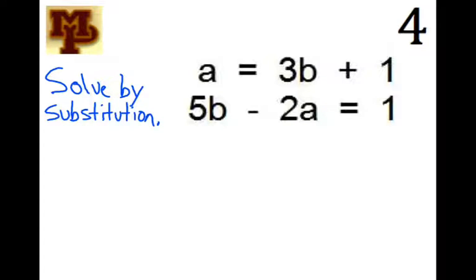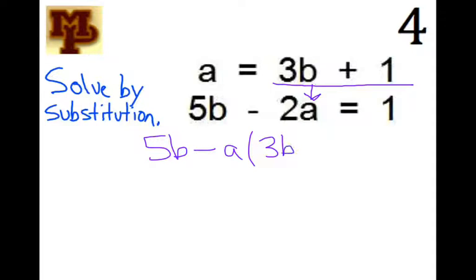Okay, this one, solve by substitution as well. a equals 3b plus 1, so we're going to go ahead and substitute that into the second equation. So it's going to be 5b minus a, and then instead of the a, we're going to plug in the 3b plus 1 equals 1.